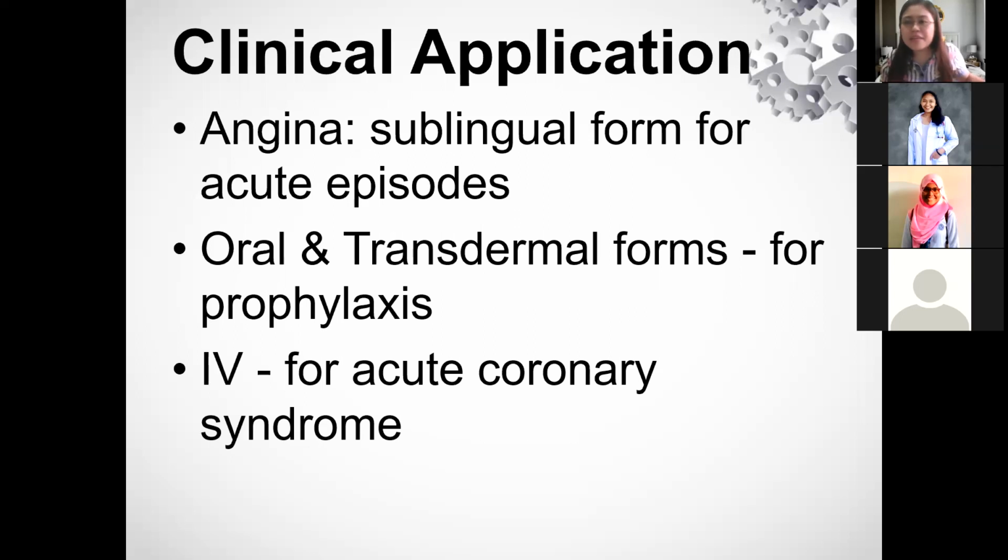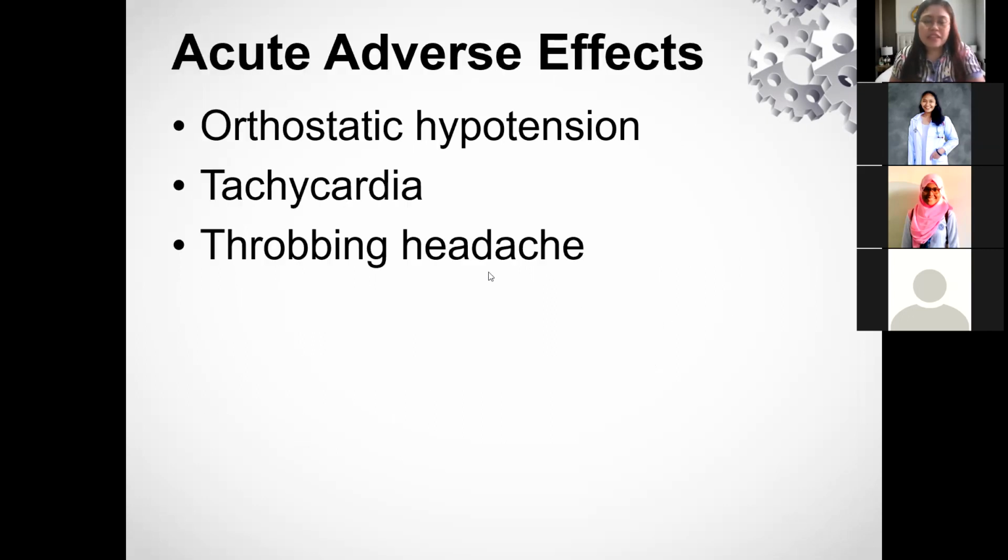So let's talk about the clinical application of our nitrovasodilators. These are used for angina. They have a sublingual form for acute episodes. So during the attack, when the patient experiences chest pain, we can use the sublingual form for angina. And then we have the oral and transdermal forms for prophylaxis, so that the chest pain will be prevented throughout the day. And then the intravenous nitrovasodilators are used for acute coronary syndrome. So when there is rupture of the atherosclerotic plaque that may lead to myocardial infarction or heart attack, we can no longer wait for oral or transdermal forms. IV, intravenous, is what is used.